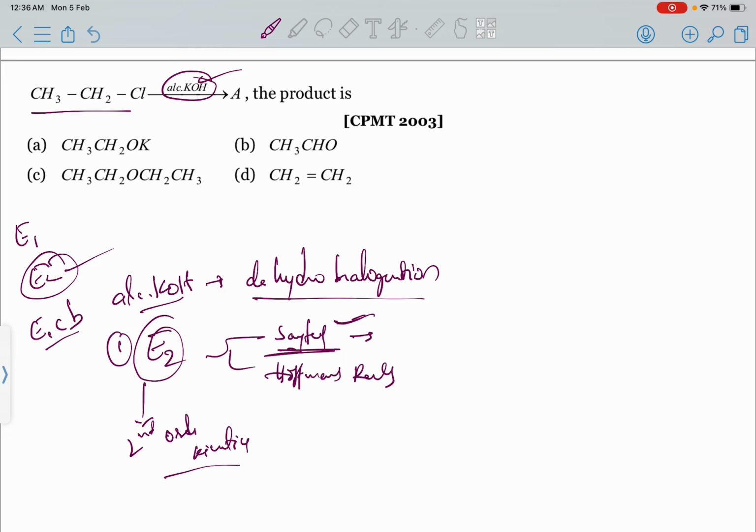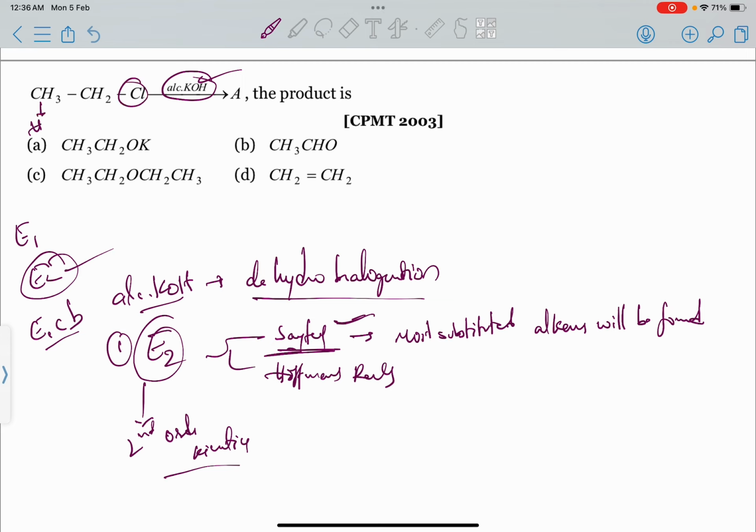Zaitsev's rule says that when two alkenes may be formed, the most substituted alkene will be the predominating one. Most substituted alkene will be formed. Then what will be our answer here? If we do dehydrohalogenation here, hydrogen from here and halogen from here will be eliminated, giving rise to the formation of an alkene.